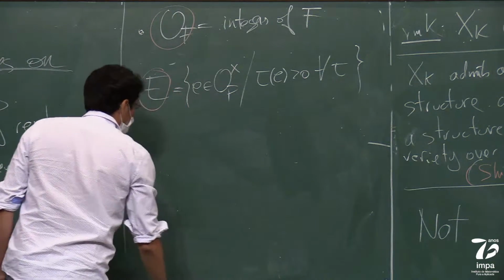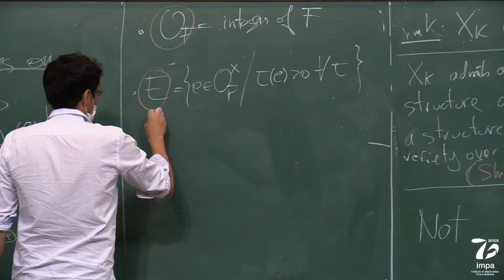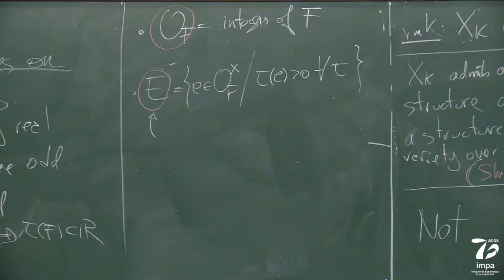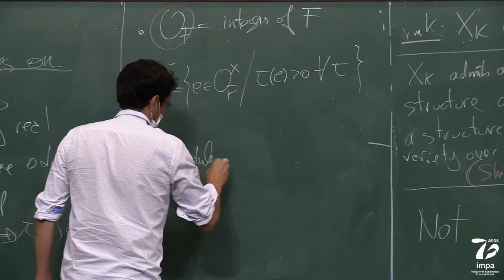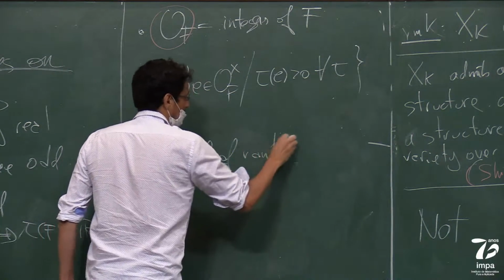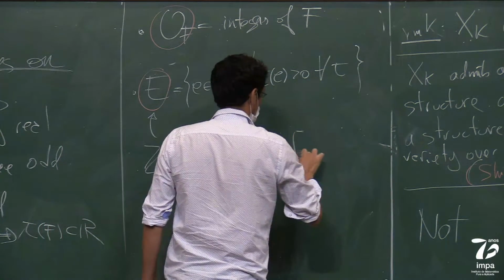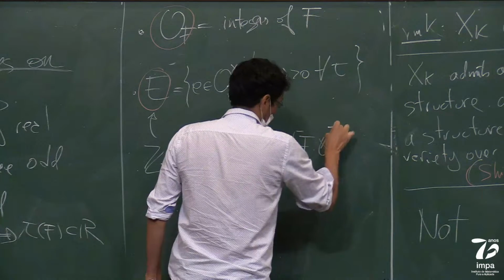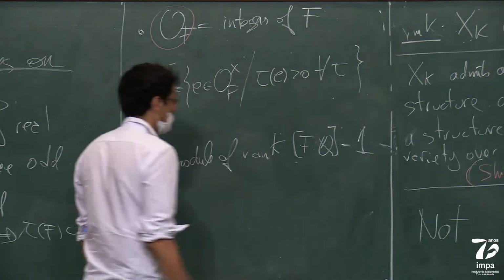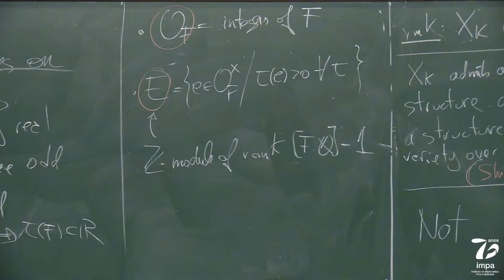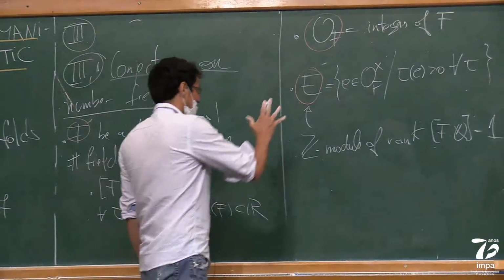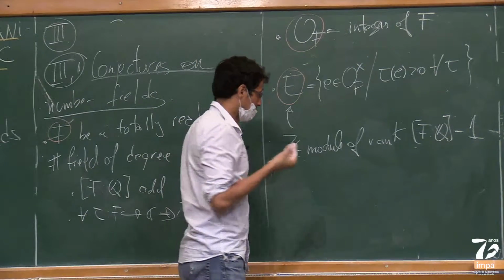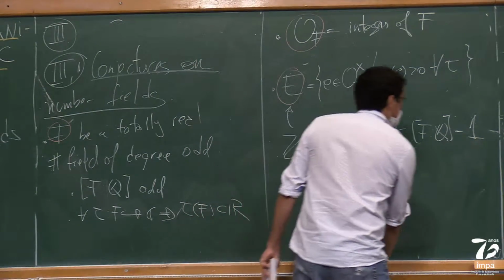Okay. So consider this group. In fact, it's a Z-module of rank. You can calculate its rank. It's very precise, and that is a very old theorem. The rank is the degree of the field minus 1. Okay? So the conjecture of Leopoldt is the same, I think. So let's state the conjecture.